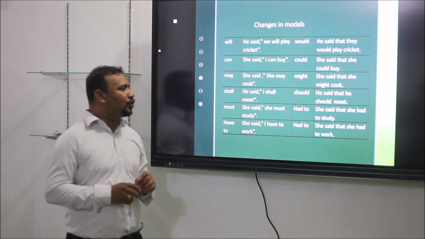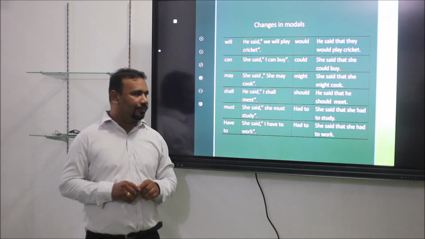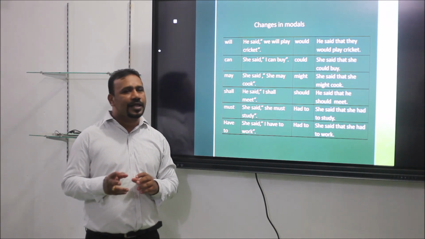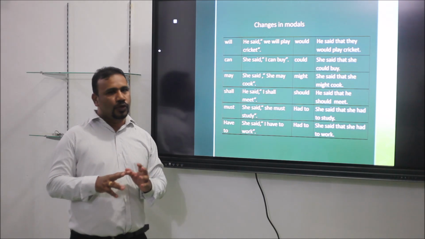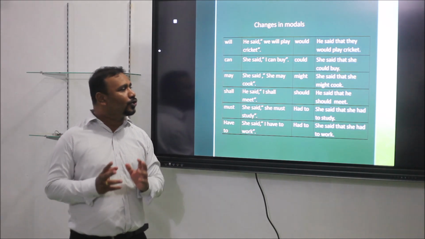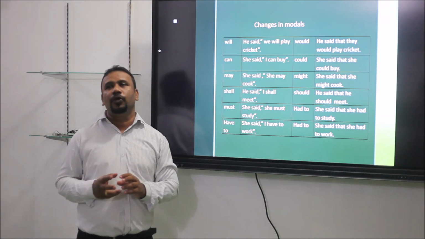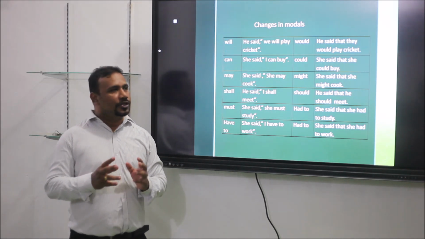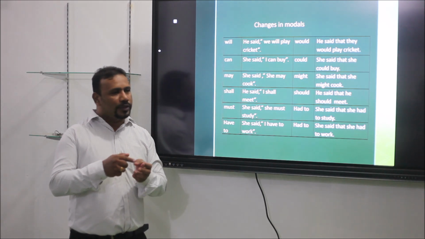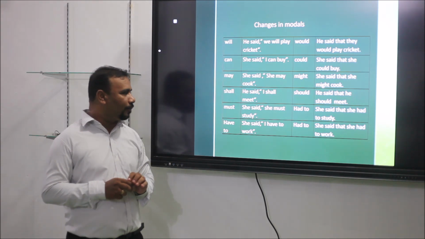Shall becomes should. He said, "I shall meet." When we change that into indirect speech, he said that he should meet. Students and viewers, you should know, shall can be changed to would also. In some grammar books you must have read that shall comes with should as well as with would. We can change it with would also.